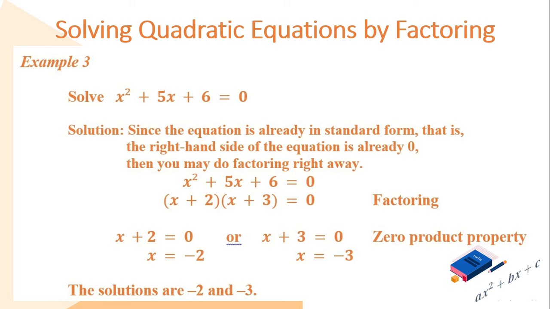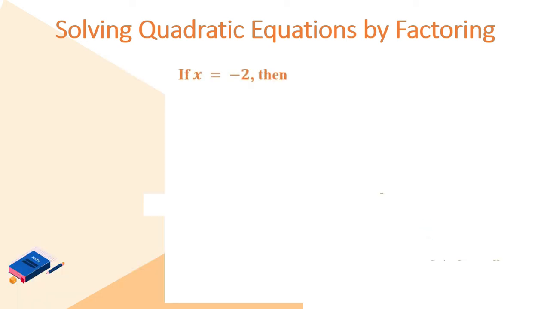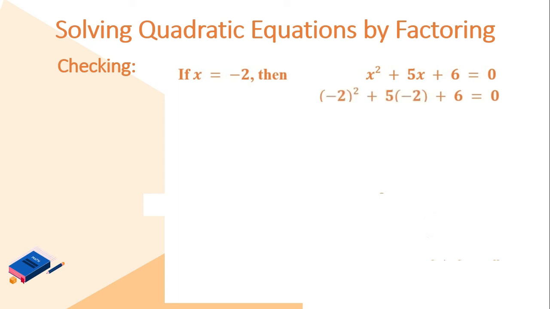So therefore, the solutions of this particular quadratic equation are negative 2 and negative 3. So if x is equal to negative 2, then we have to substitute it into our quadratic equation to find out whether the value of x equal to negative 2 is a solution to our given quadratic equation. So if we substitute that into our quadratic equation, that gives us negative 2 squared plus 5 times the quantity negative 2 plus 6 equals 0.